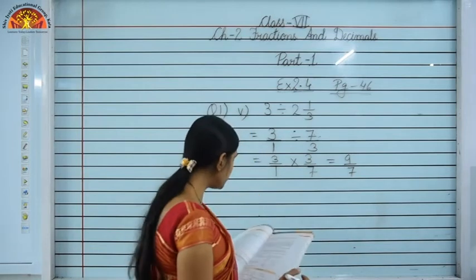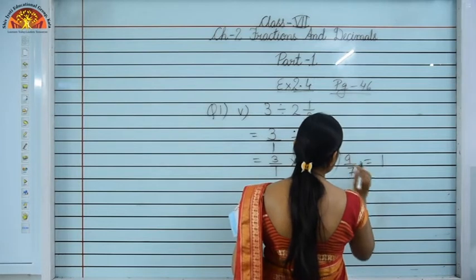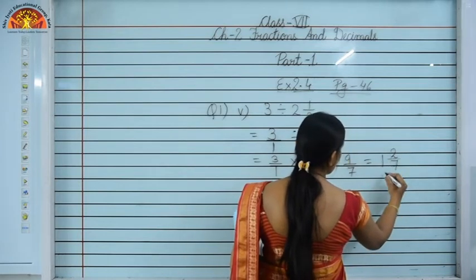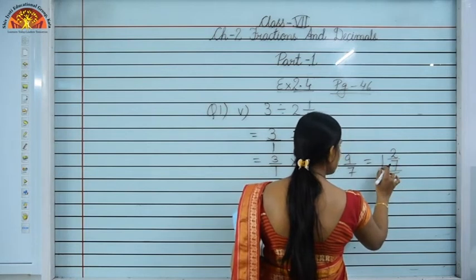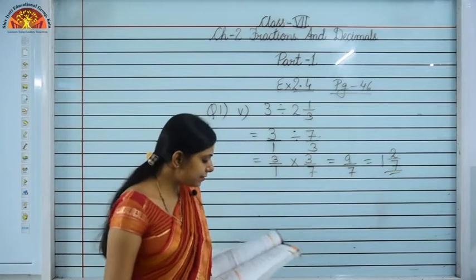So you have to convert it into the mixed one. So 7 ones are 7, remainder is 2 and divisor is 7. You can just check it, 7 into 1, 7, 7 plus 2 is 9. So 9 upon 7. Is it clear, students?